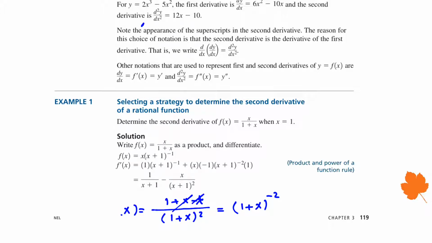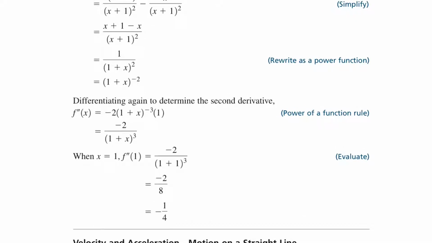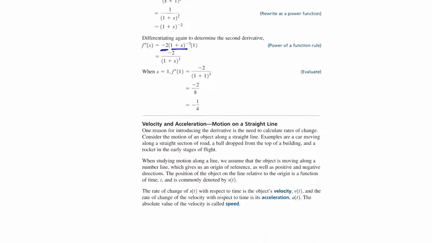The second derivative is the derivative of this function. We use the power rule for a function. Minus 2 times 1, which is the multiplication of the exponent and coefficient. 1 plus x to the power of negative 3. Minus 2 minus 1 is negative 3. And the derivative of the expression inside the bracket, the derivative of 1 plus x, which is 1. Therefore, the second derivative is negative 2 over 1 plus x to the power of 3. If we plug in 1, we have negative 2 over 8, which is negative 1 over 4.